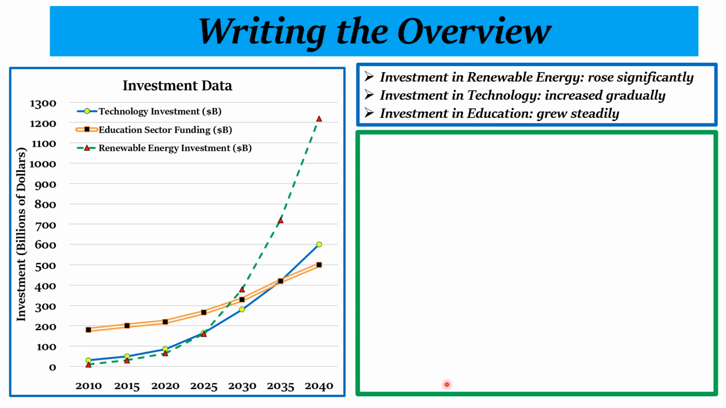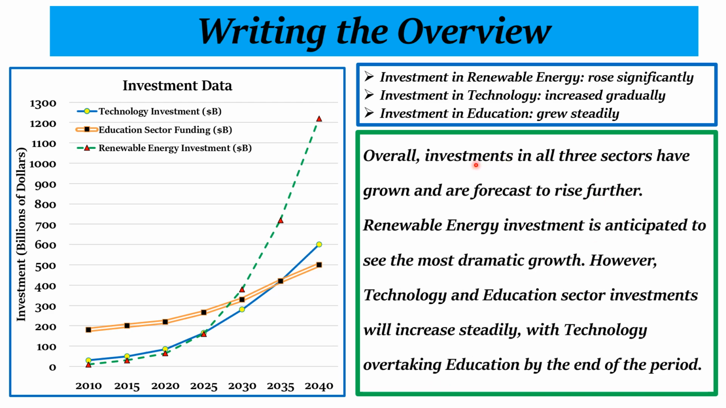A possible overview could be: overall, investments in all three sectors have grown and are forecast to rise further. Renewable energy investment is anticipated to see the most dramatic growth. However, technology and education sector investments will increase steadily, with technology overtaking education by the end of the period. Pause the video here, read the overview, and compare it with the graph.